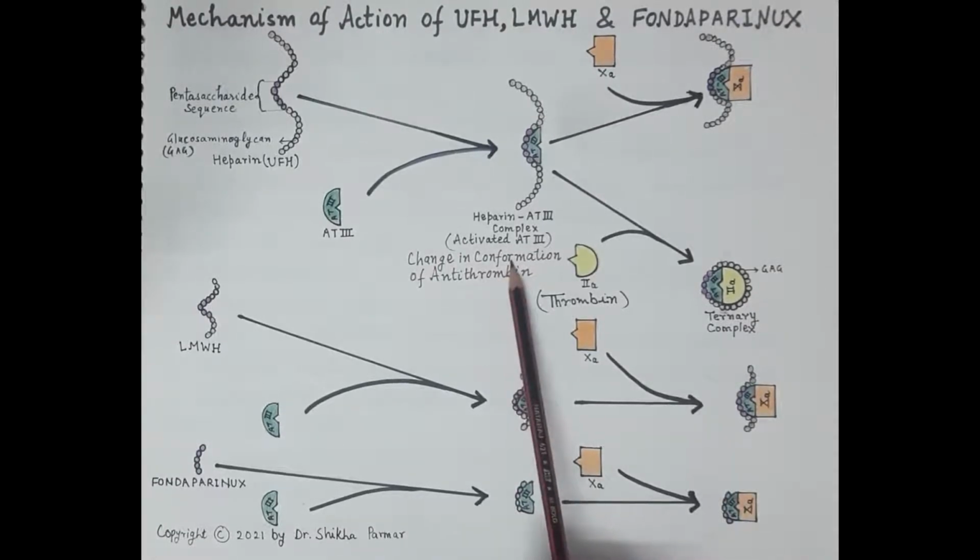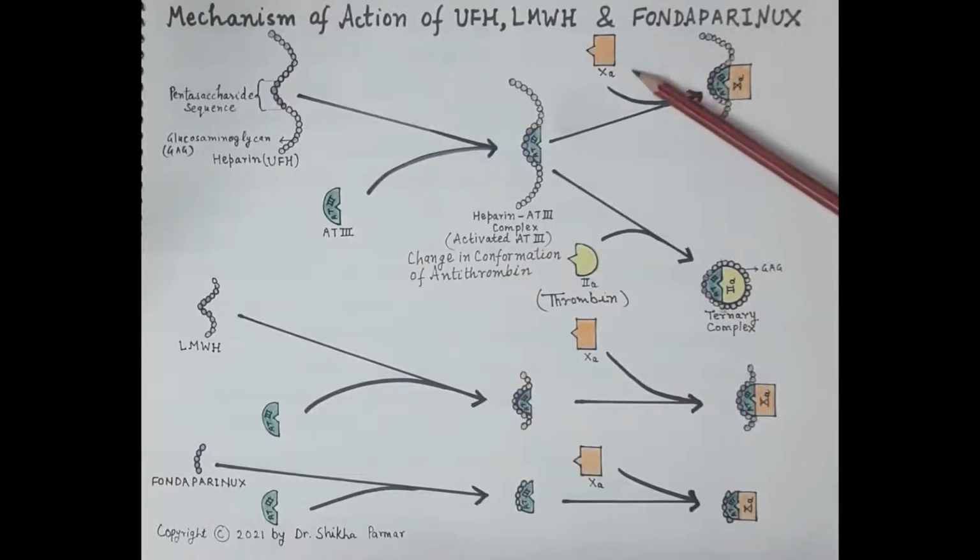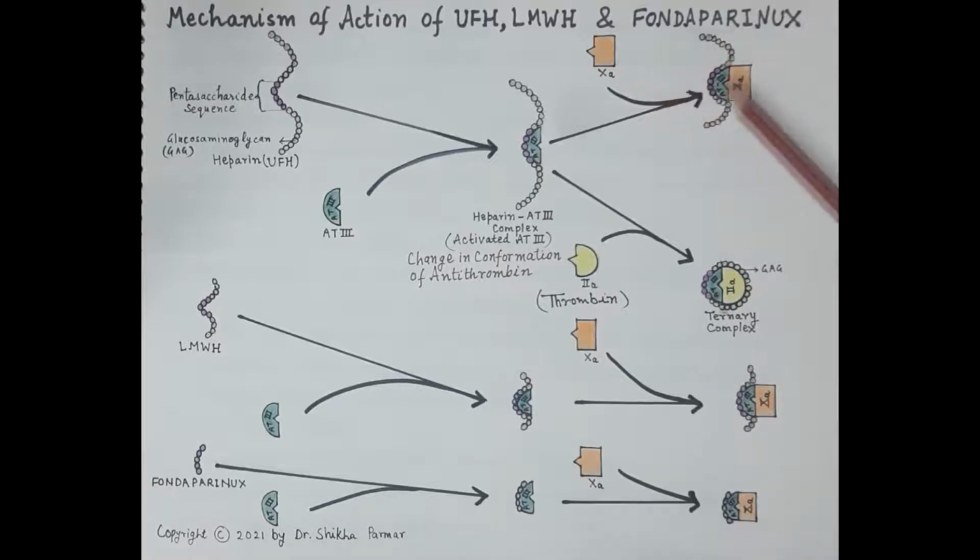So this complex of heparin and activated antithrombin 3 further binds to the clotting factor 10A, that is activated clotting factor 10. Here, as shown in the diagram, this heparin antithrombin 3 complex binds to the clotting factor 10A. Now this results in the inhibition of clotting factor 10A. Very important to note here is that inhibition of clotting factor 10A takes place as soon as this clotting factor comes in contact with the activated antithrombin 3.